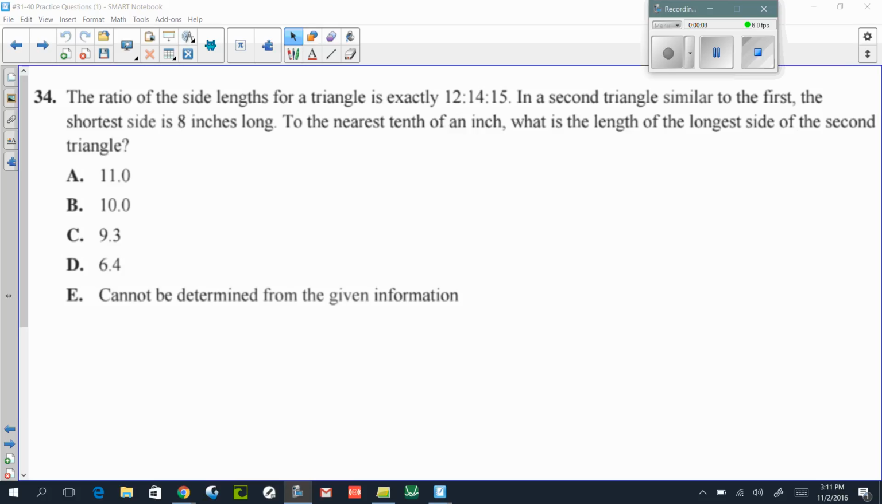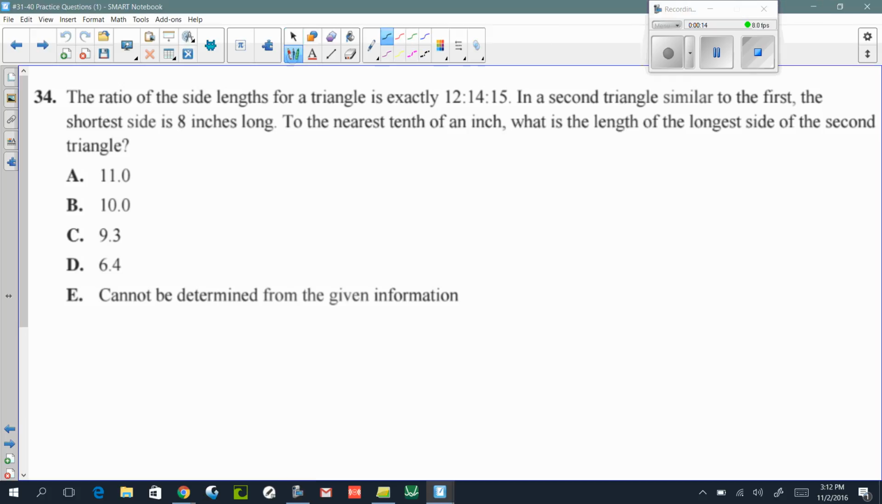All right, I'm back to look at a couple of trouble questions from the set 31 through 40. The first question you seem to have some troubles with was number 34. So in this particular problem, it gives us the ratios for the sides of a triangle.